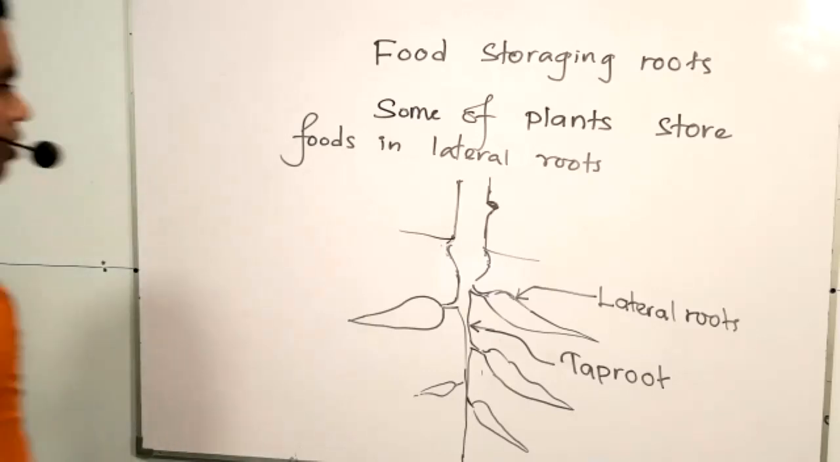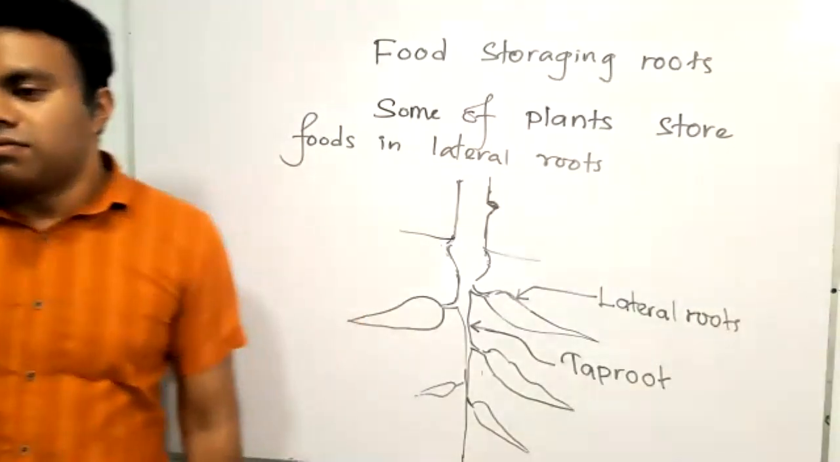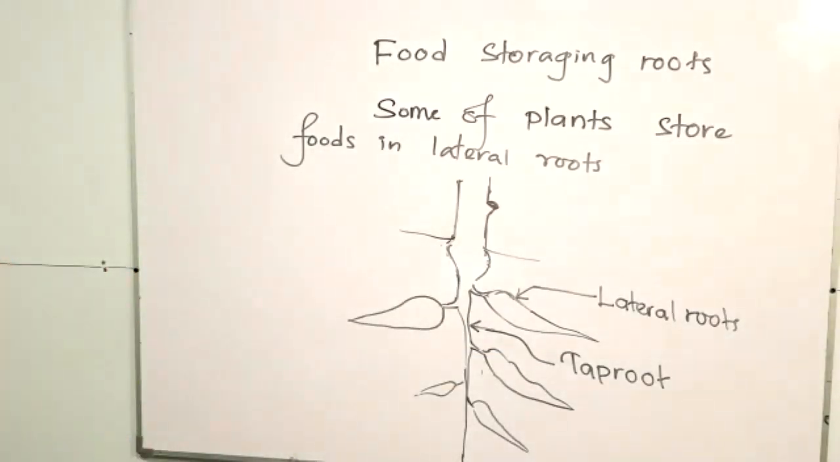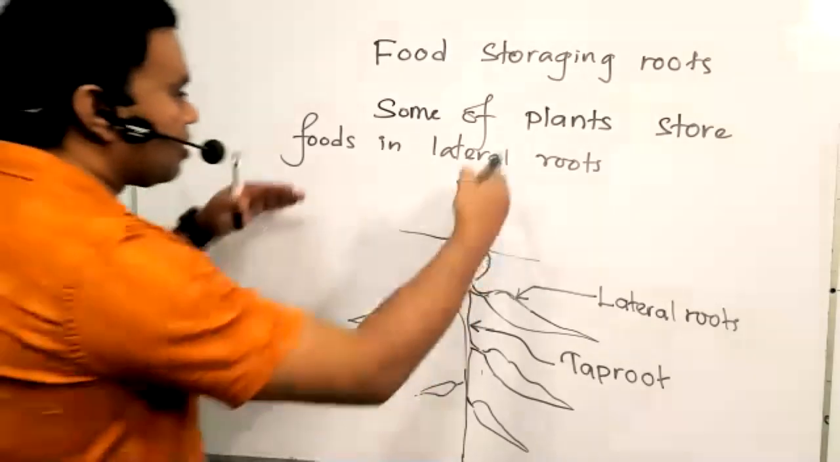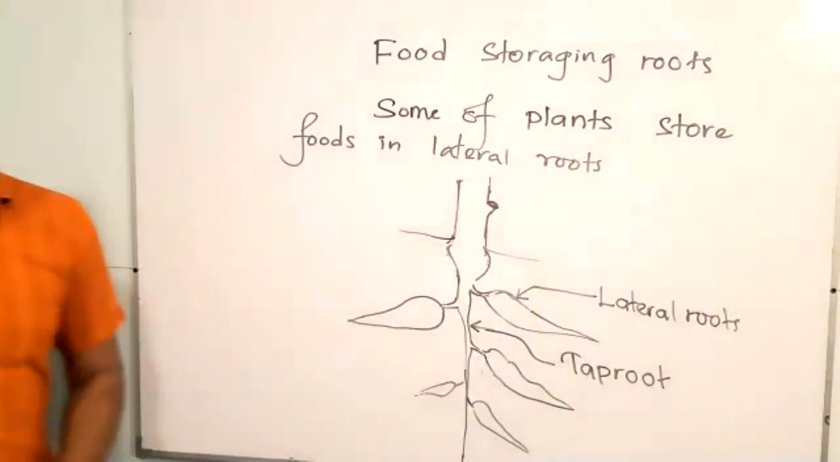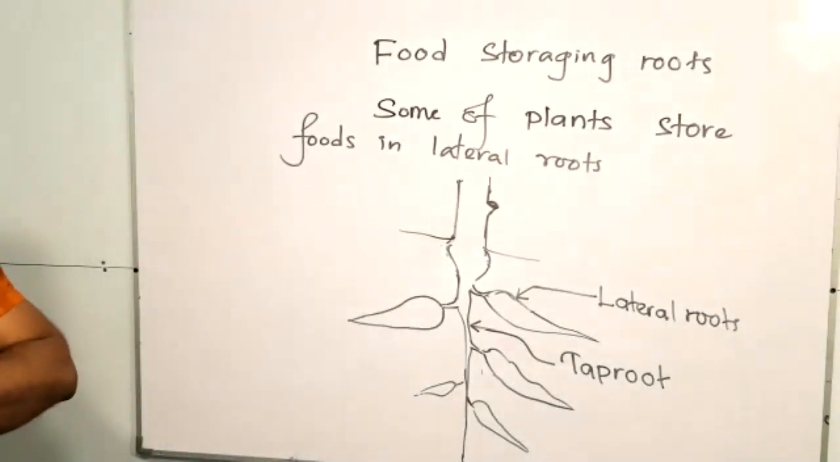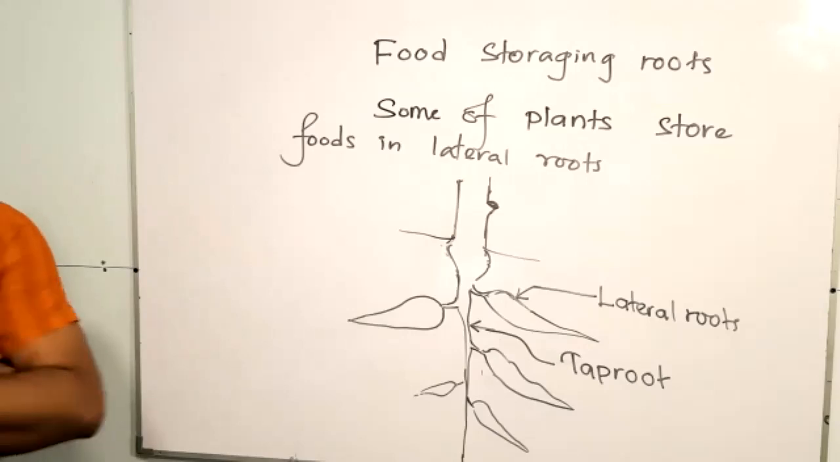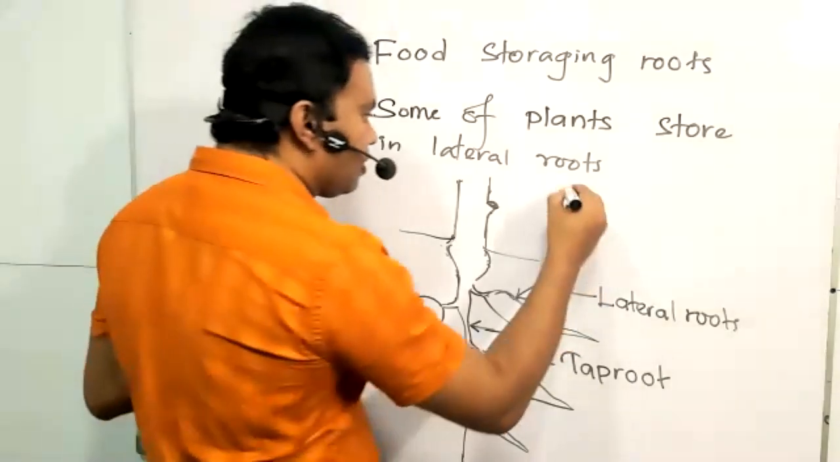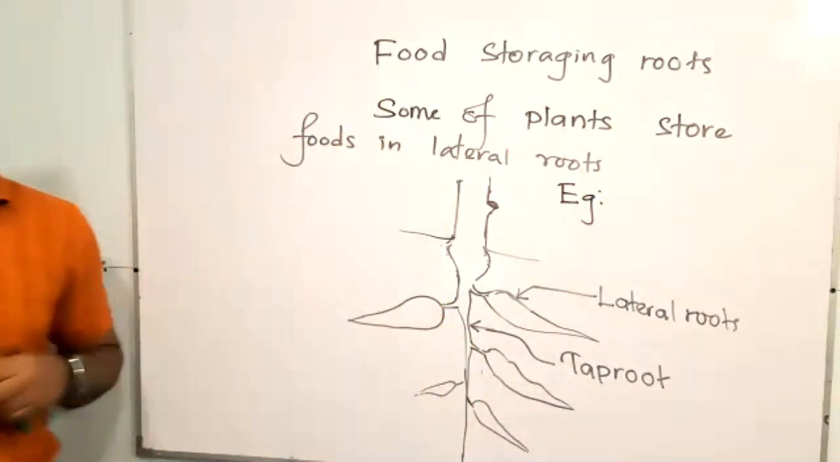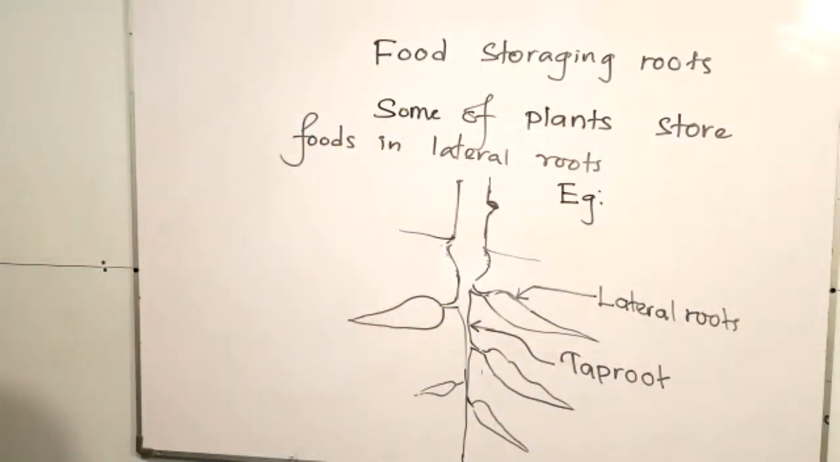Okay. Rusara, can you see this? Okay, now draw this. Below that, you have to write examples. What are the examples? Manioc, sweet potato.